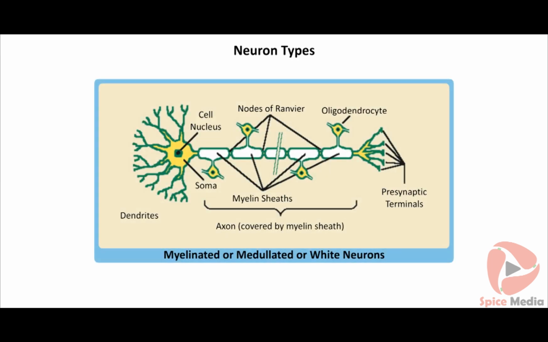There are 5 types of neuron cells. Myelinated or medullated or white neurons: when the axon is covered by the white fatty myelin cover, it is called myelinated or medullated or white neurons. This forms the white matter of our brain.